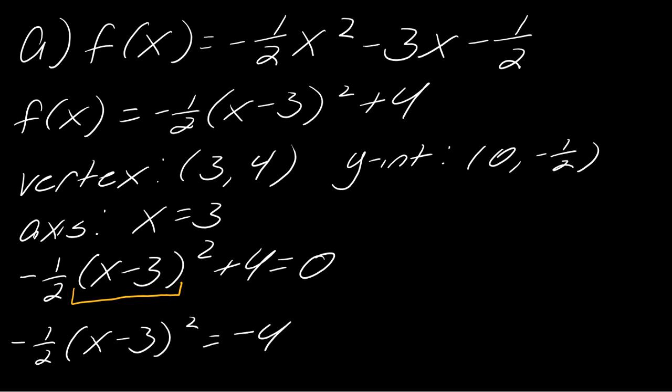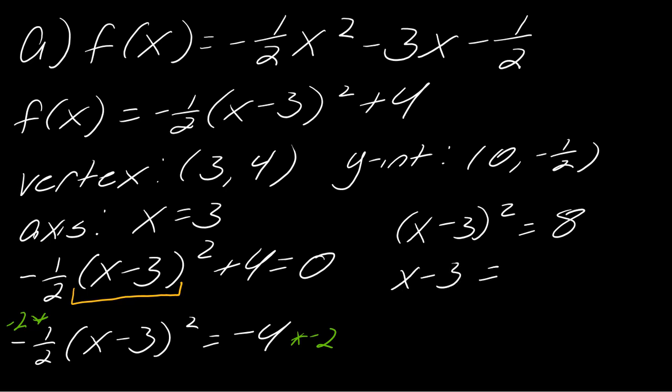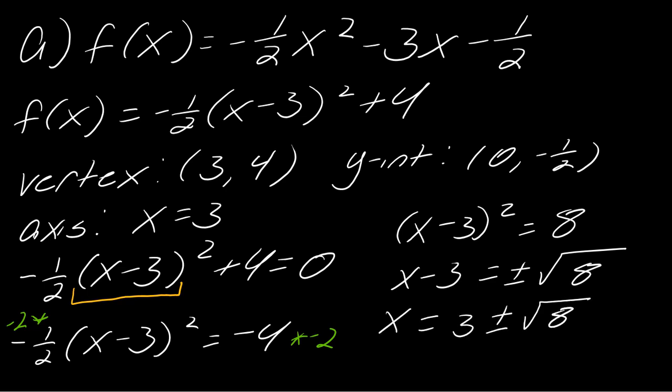And then I'm going to multiply both sides by -2 to cancel out the fraction. So now I have (x - 3) squared equals 8. And now I can take the square root of both sides. When I take the square root of both sides with the square root property, remember you put a plus or minus in front of the square root sign. So ultimately, what I get is x equals 3 plus or minus the square root of 8, and the square root of 8 can be written as 3 plus or minus 2 times the square root of 2.